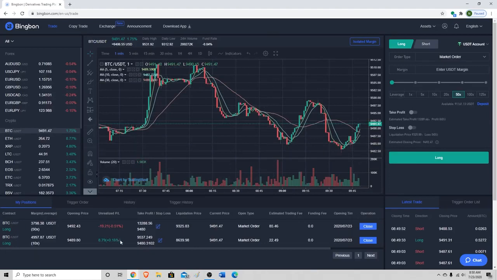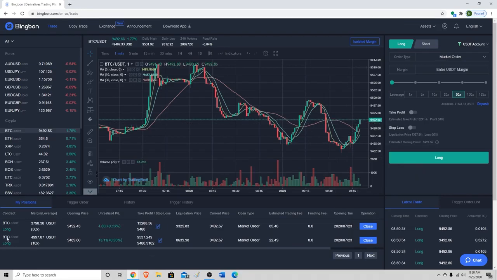So now I have two positions open, which is really cool, right? This is one of my favorite features about BingX, that I have two separate positions now open at two separate leverages. On most exchanges, you can't do that. And a lot of exchanges, you can't short either.